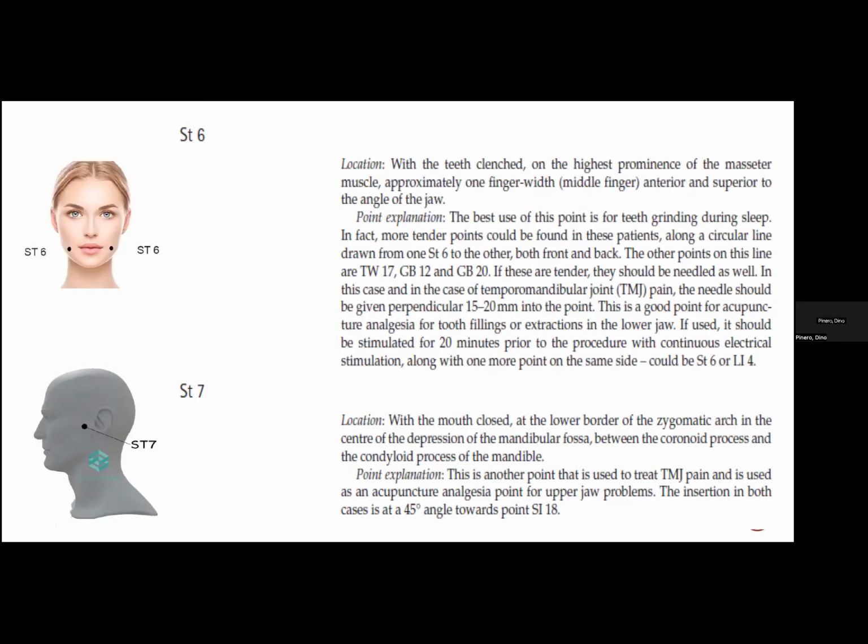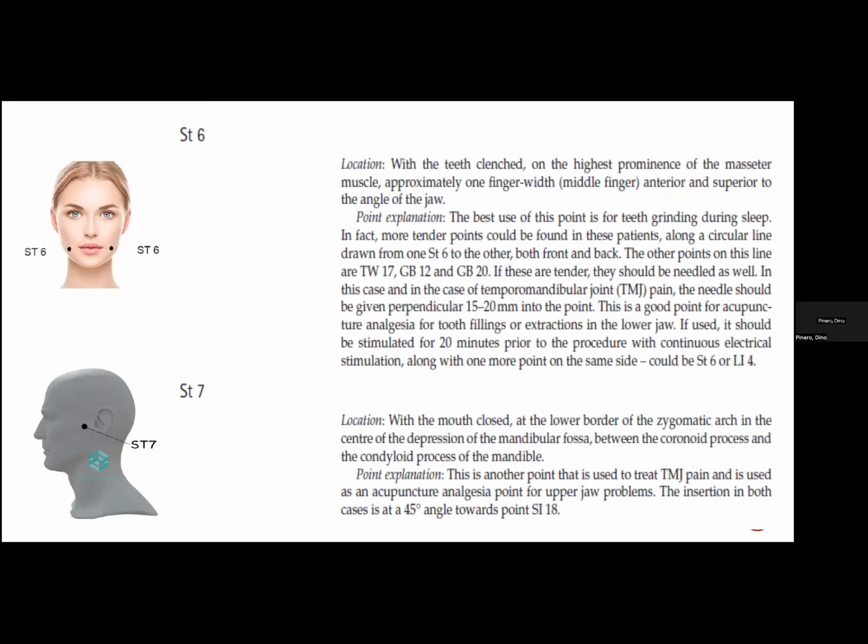In fact, more tender points could be found in this patient along a circular line drawn from one stomach 6 to the other, both front and back. The other points on this line are triple warmer 17, dito po yan sa may likod ng ear, GB12, dito din sa may back ng head, and GB20. These are tender, so we have to palpate these points. Kung may tenderness, they should be needled as well. So, isasabay po natin siya pag needle, kung pag palpate, there is tenderness.